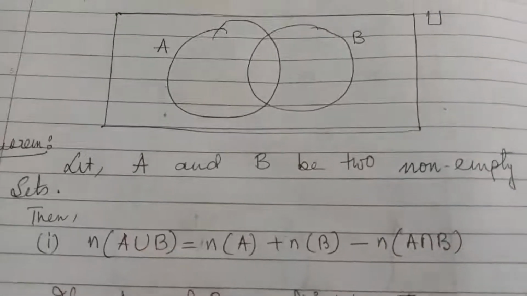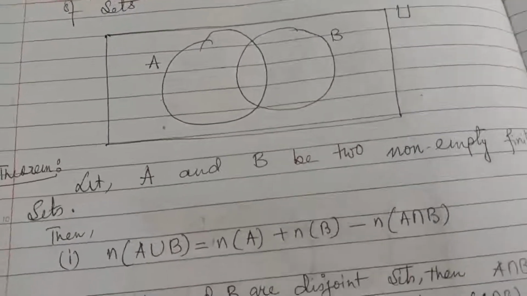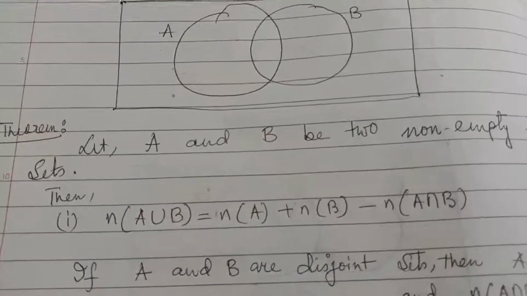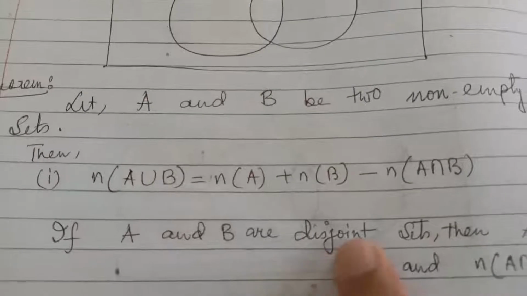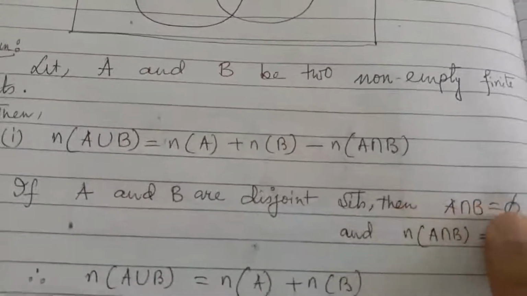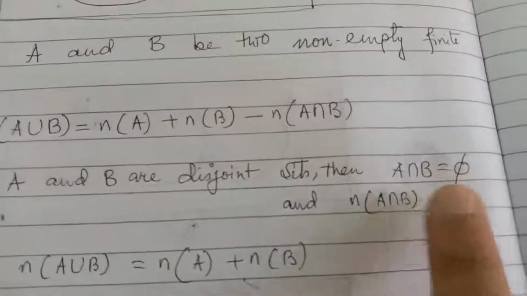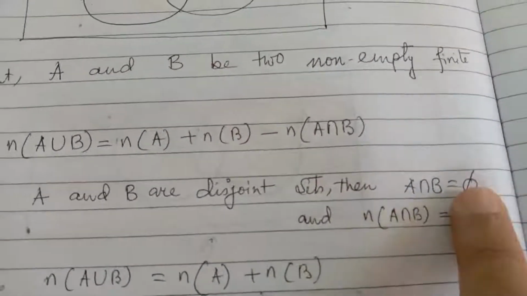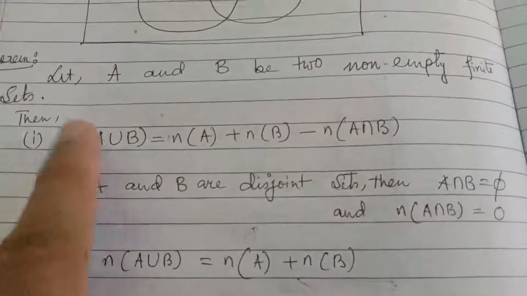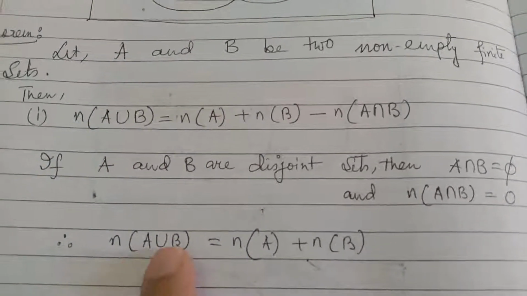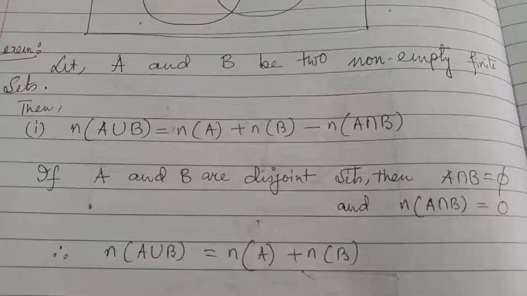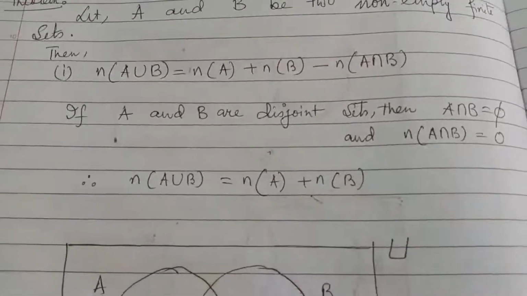The proof is very simple. You can prove it by observing only. If you observe carefully, you can easily prove this theorem. Now, if A and B are disjoint sets, disjoint set means they have nothing in common, then A intersection B equals phi, and as phi has no element, number of elements in A intersection B will be 0. And in that case, this theorem will reduce to n(A union B) equal to n(A) plus n(B), number of elements in A plus number of elements in B.